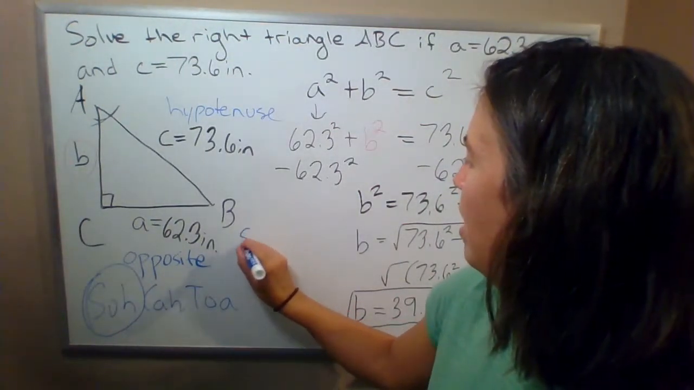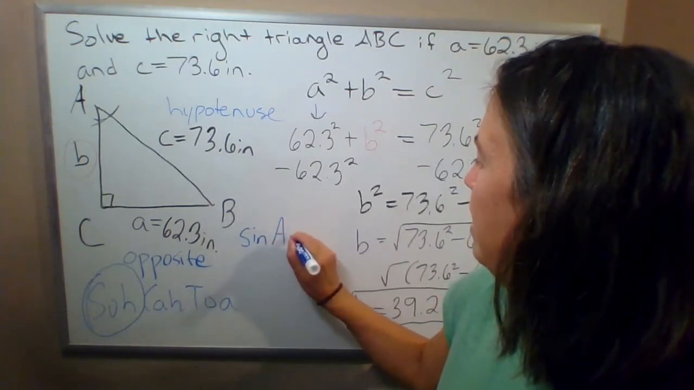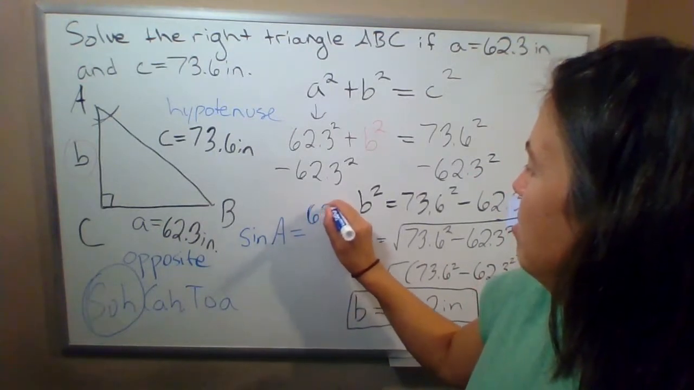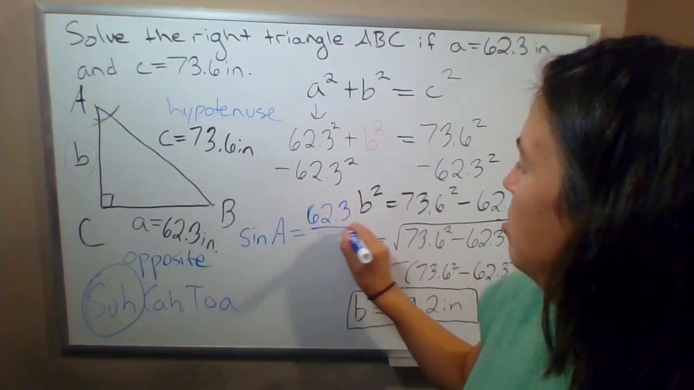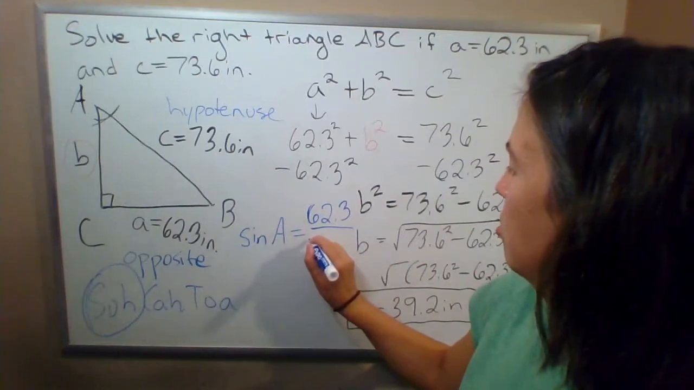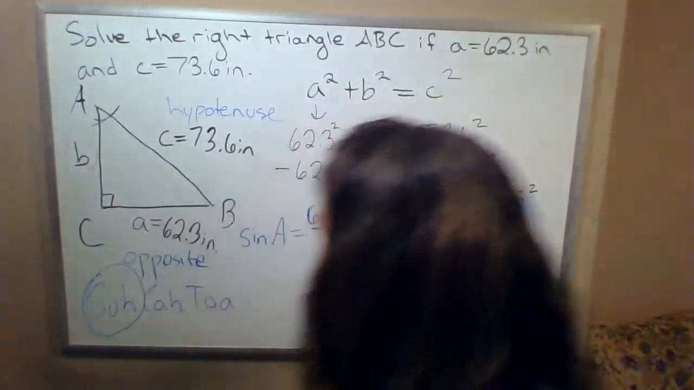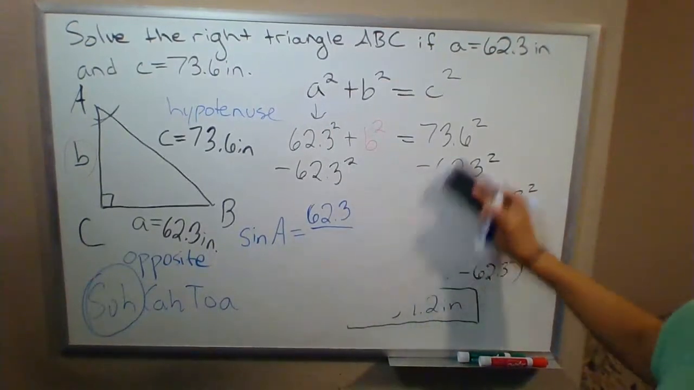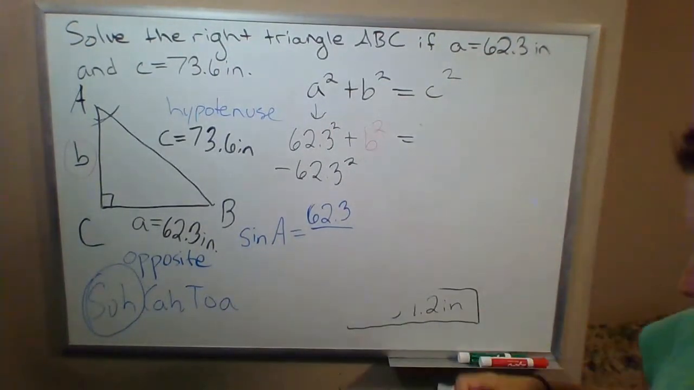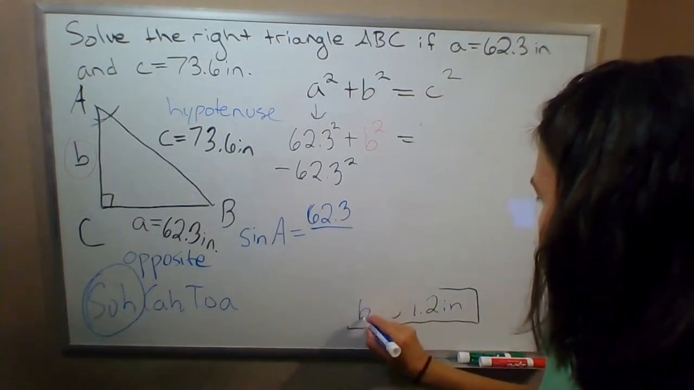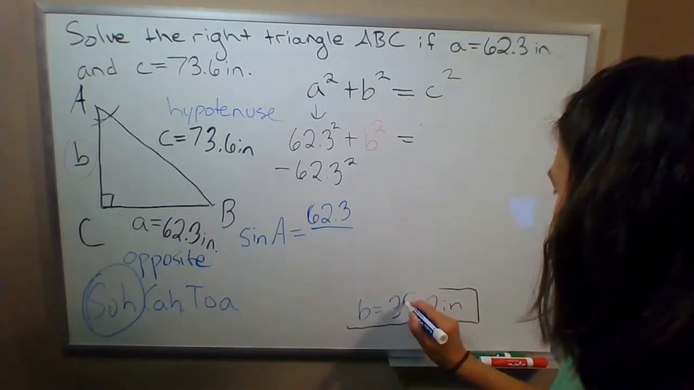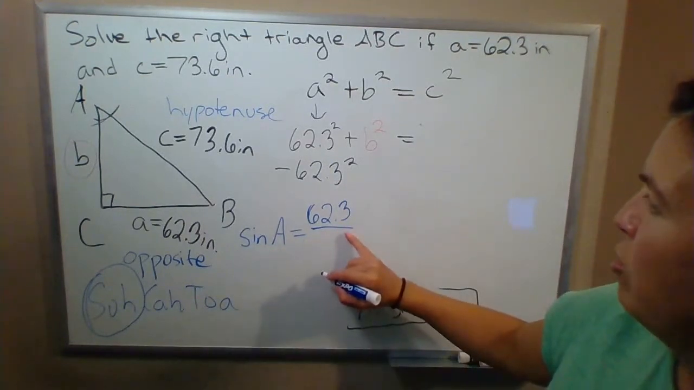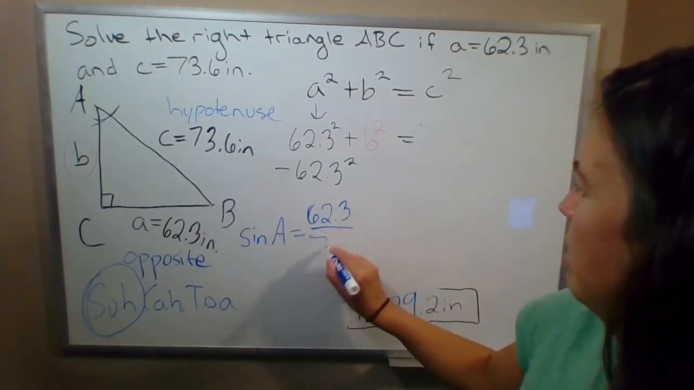And so sine of angle A is equal to the length of the opposite side, so that's the 62.3 inches, over the length of the hypotenuse. The sine function is equal to that ratio. So I'm going to get rid of this. Probably should have kept that b. So down here it said b was, I believe, 39.2. Okay, so sine A is equal to the ratio of the length of the opposite side over the length of the hypotenuse.